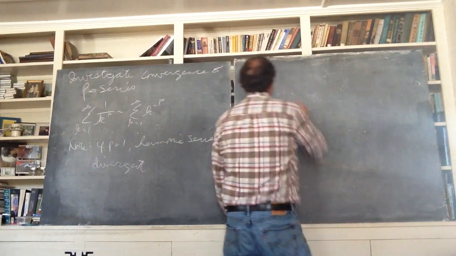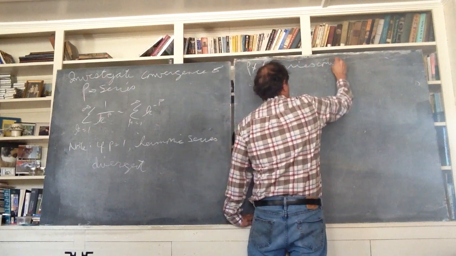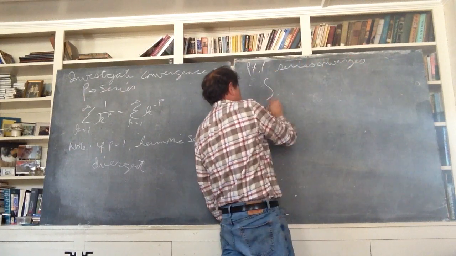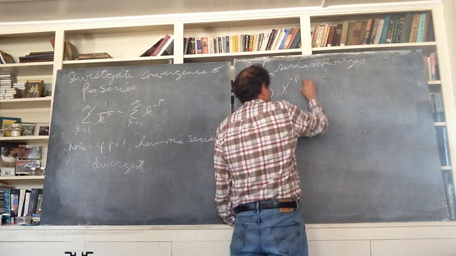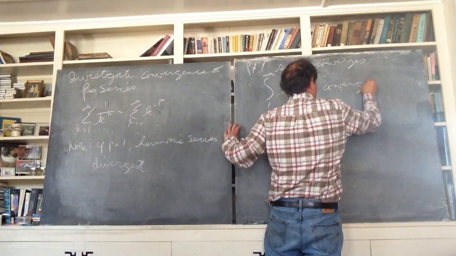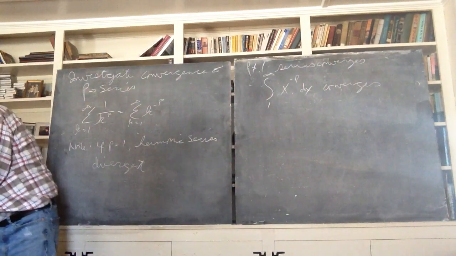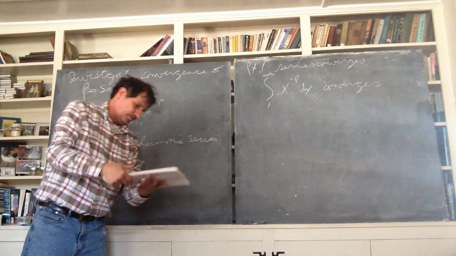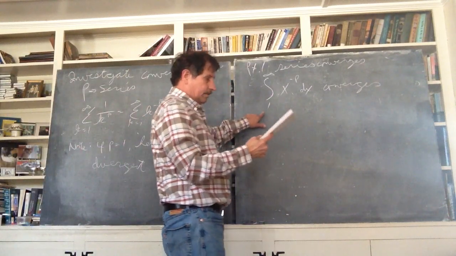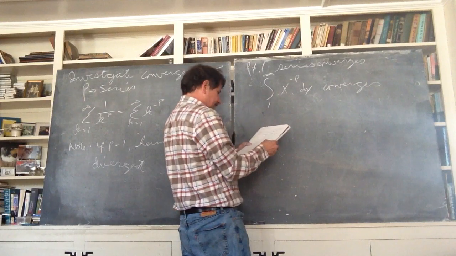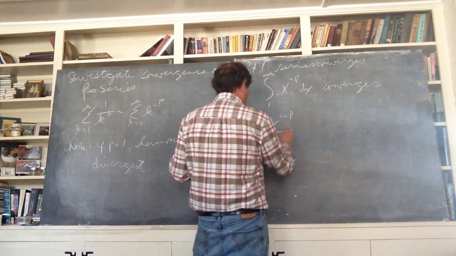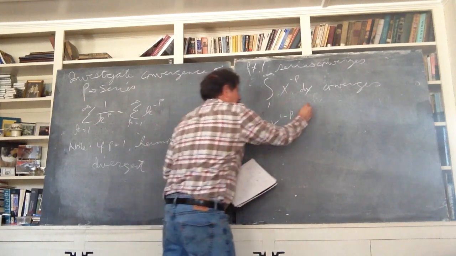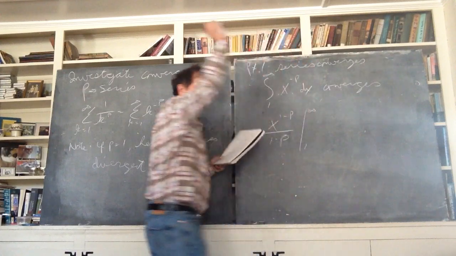Then the series converges if the integral of x to the negative p dx converges. If that converges, the whole series converges. And so we're going to integrate this thing. This would be x to the 1 minus p over 1 minus p. That's the integrating. And then I'm taking this from 1 to infinity.